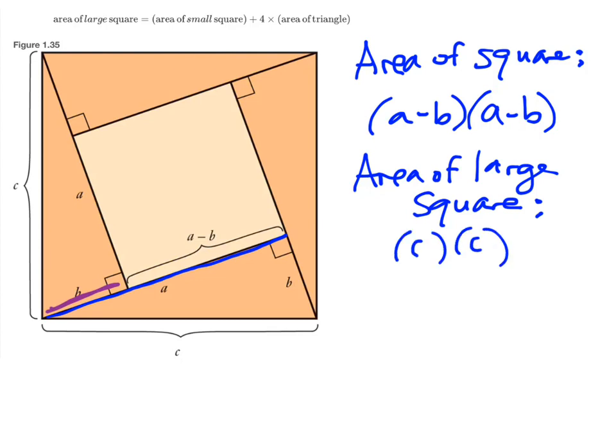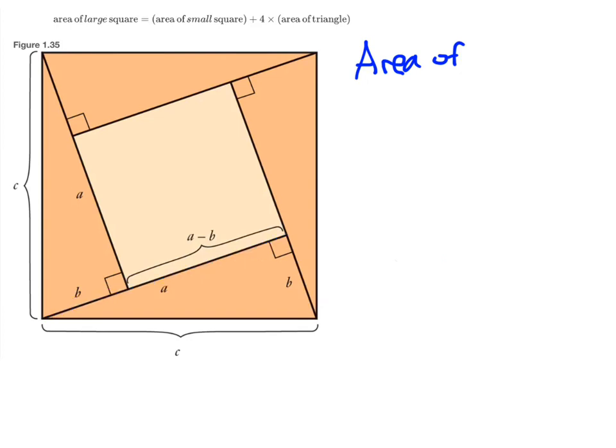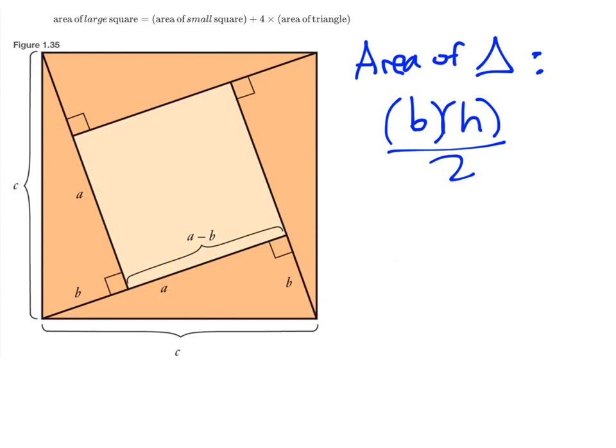Okay, and then what do we do with the area of a triangle? So we need another fact from geometry, and we can find the area of a triangle by doing its base times its height and dividing that in half. For each of these triangles, its base can be b and its height can be a. So we have a times b, and then we divide that by 2. That's the area of each one of those triangles.